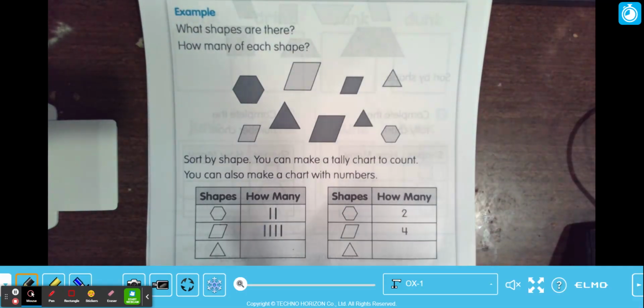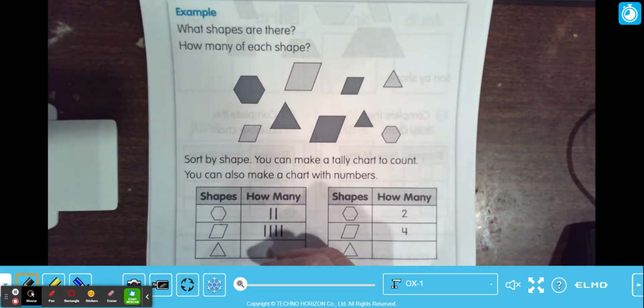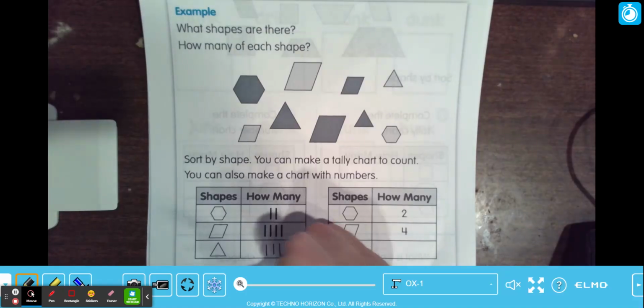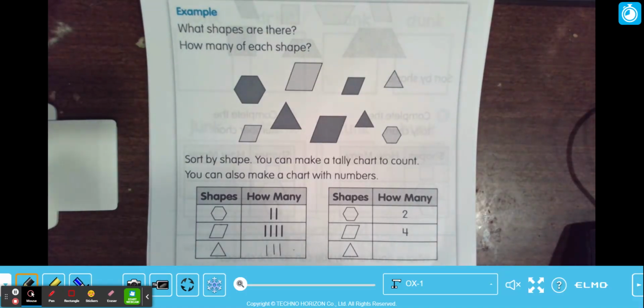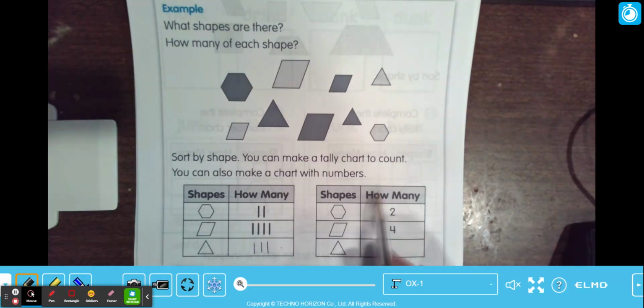Okay, let's find out how many triangles there are. Go ahead and count the triangles here. Do you see 3 triangles? Here they are. 1, 2, 3 triangles. So right here, you're going to write 3 lines. Can you do that? Okay, so when you finish writing the 3 lines, we're going to go to this chart.